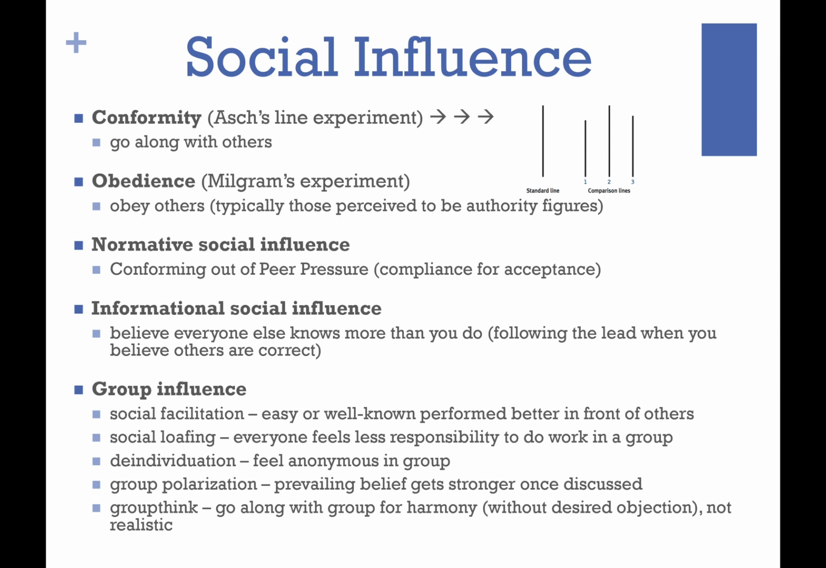You also see informational social influence play out when people are in situations that are unfamiliar to them and they don't really know what the protocols are. And so an example of informational social influence in that way would be if you go to a sporting event or some kind of cultural event and you don't know what the customs are, then you would just tend to follow the lead of the people around you because you believe that they know the customs.